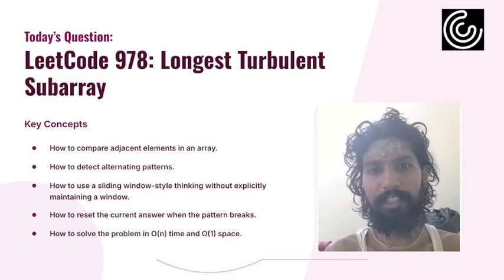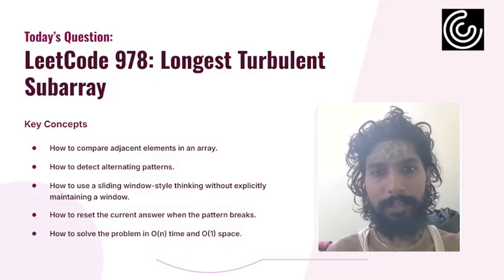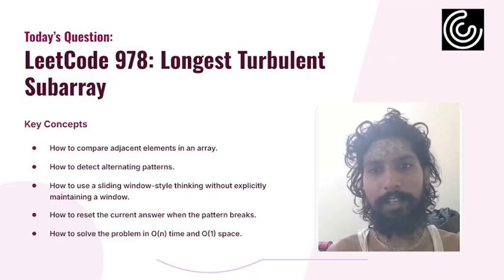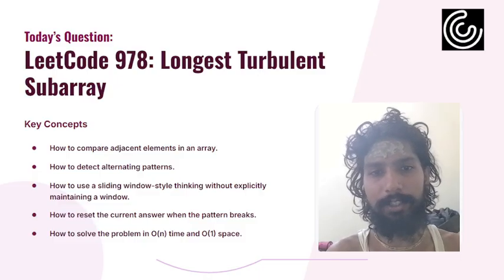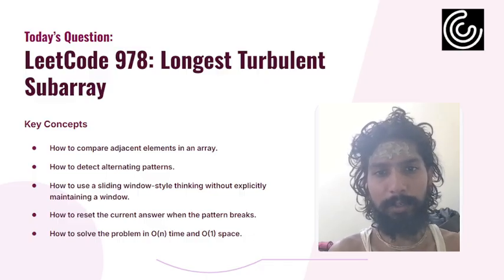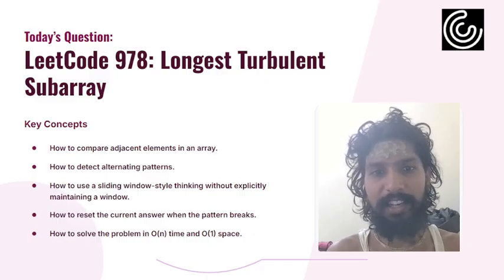Today we are solving LeetCode 978 longest turbulent subarray. This is a medium problem, but the core idea is very simple if we understand comparison signs properly. In this problem we will learn 5 important DSA concepts. First, how to compare adjacent elements in an array. Second, how to detect alternating patterns.